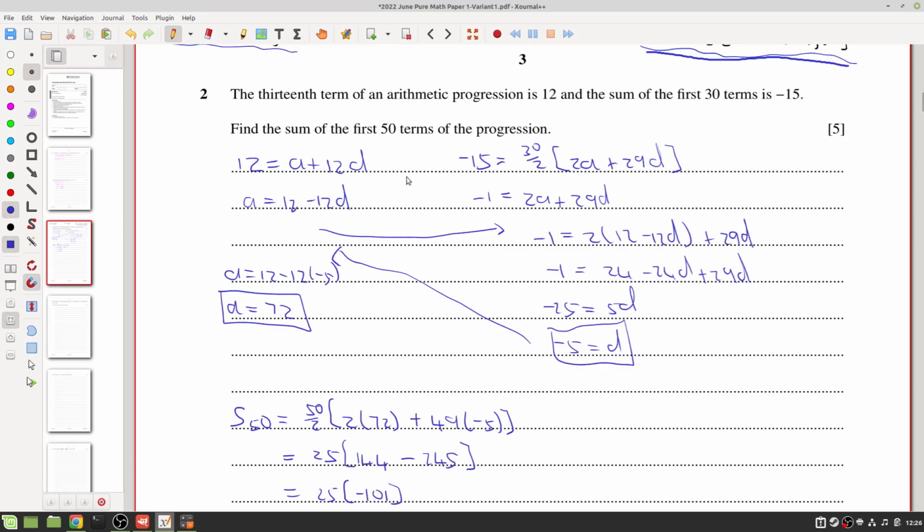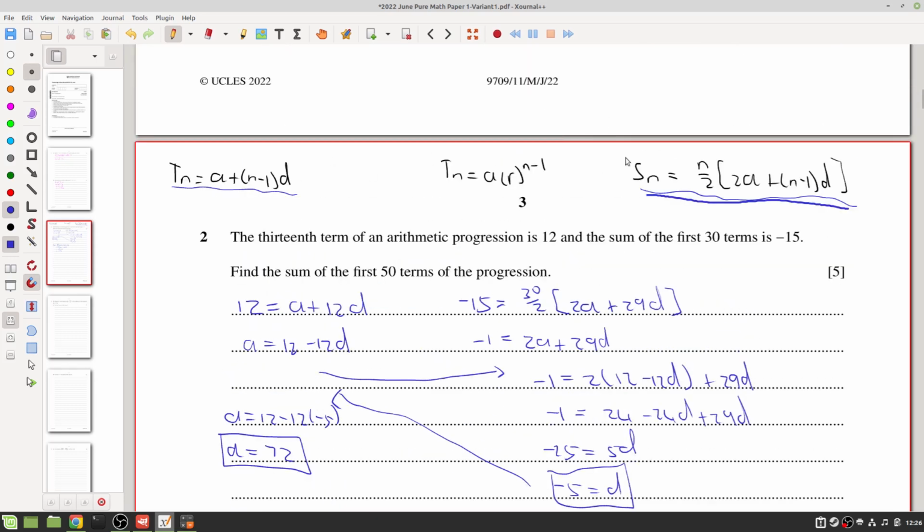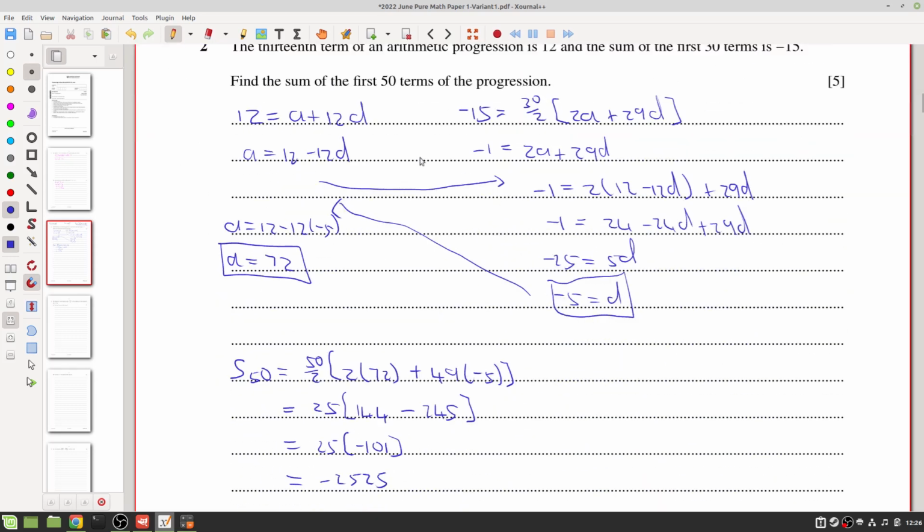This is a pretty good question. Basically, a lot of these sequences and series questions come down to just lots of simultaneous equations. So if you know your formulas, you'll be fine with all these. Just plug in the values in the formula, solve simultaneously, and get to your answer.